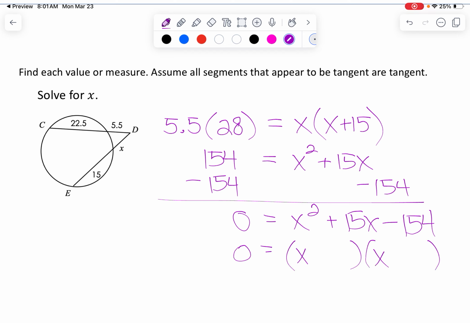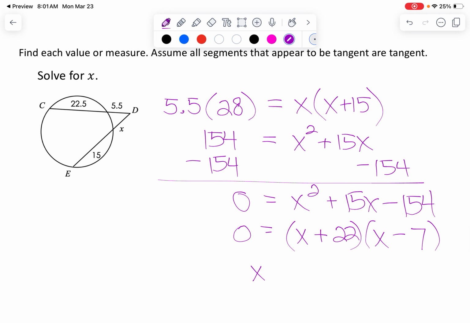So what are two numbers that multiply to be negative 154, but also add up to be 15? This is a bit of a tricky one. You'd have to play around for a little while, but the two numbers would be positive 22 and negative 7. Again, that can take you a little bit of time to figure out, but if you played around a little bit with your calculator, you'd get there. Some of the bigger numbers are a little trickier. Okay, so now if that's the factored form, what are the values for x that would make this equal to 0? It would be negative 22 and positive 7.